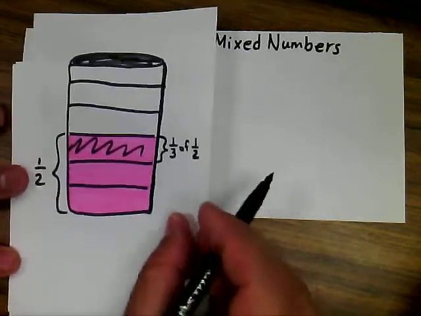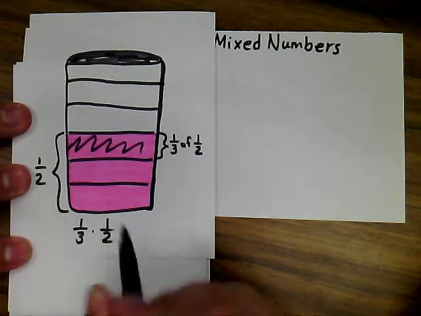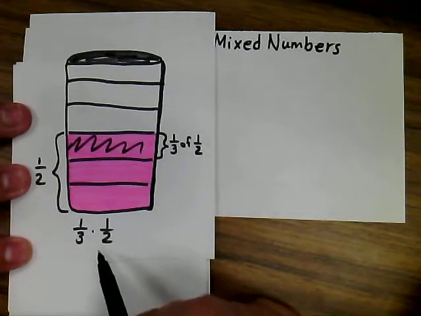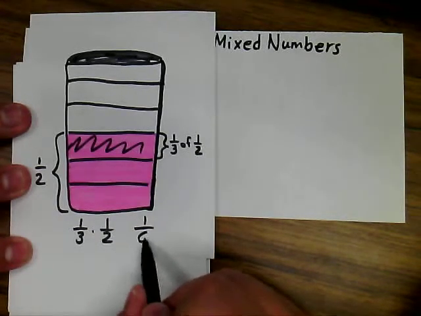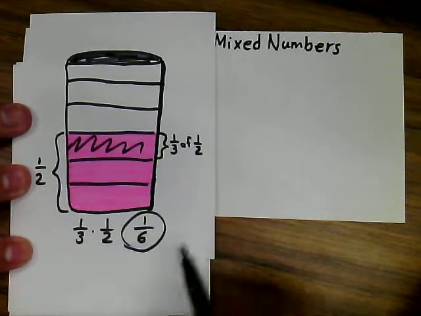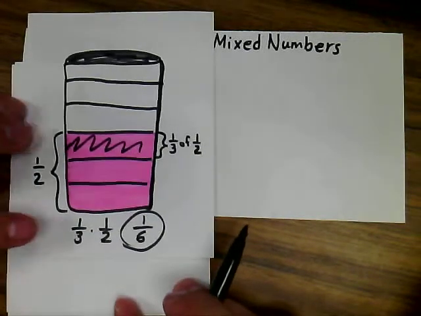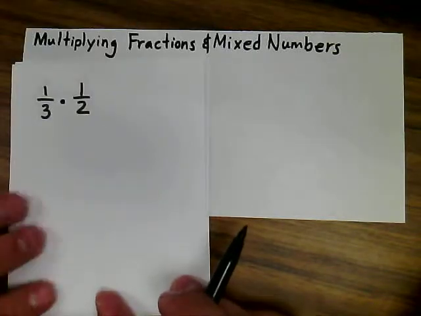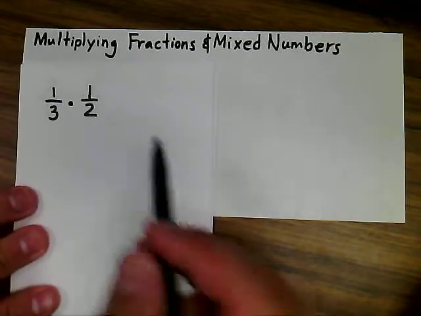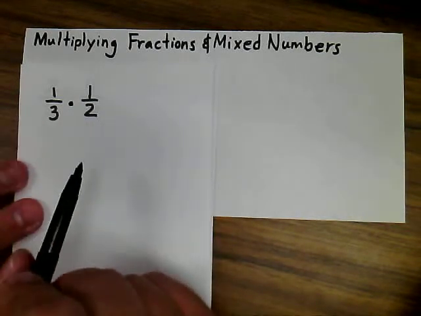Now, to show that mathematically, you could multiply 1/3 times 1/2, because 1/3 of 1/2 does mean to multiply. So 1 times 1 is 1, 3 times 2 is 6, and you would get the same answer of 1/6. Now, we don't always use diagrams to show multiplication, but it does help us to have an understanding of what it means to multiply. Most of us are used to the format of multiplying, just fraction times fraction. You do not need a common denominator.